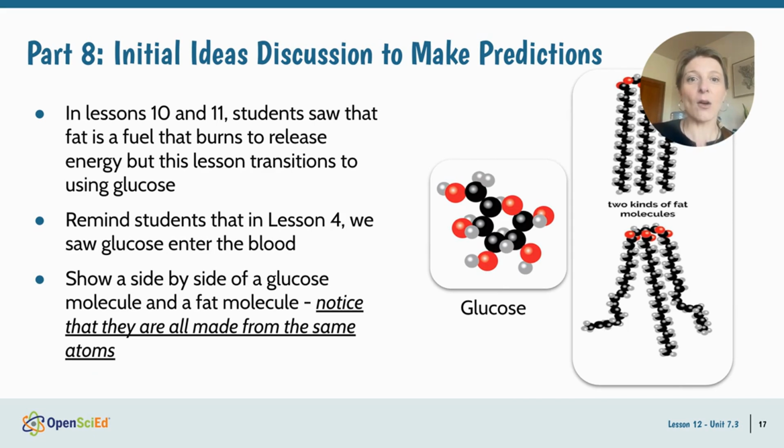So, I also like to tell the teachers to show a side-by-side of glucose molecules and a fat molecule. They're both made of the same C, carbon, H, hydrogen, and O, oxygen atoms. If fat can burn, so can glucose. Lesson 12 isn't replacing the fat story. It's just showing us that the specific fuel that is currently on the delivery truck, the blood, right now is glucose.